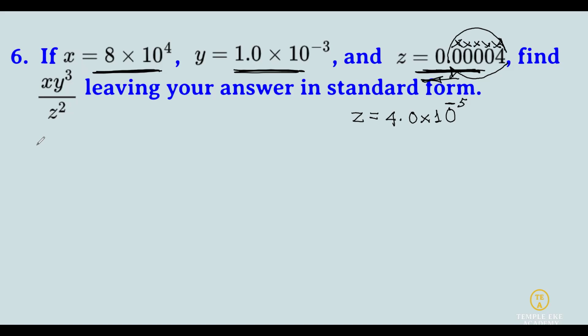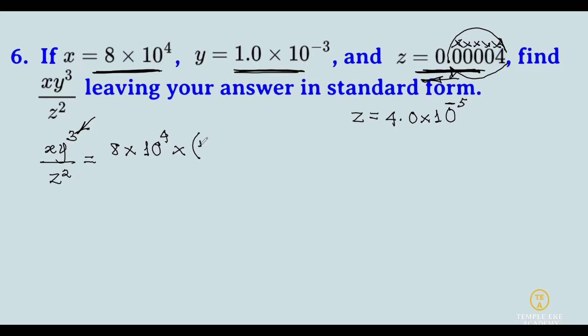Let's go straight off. We can now do the quick substitution in the given expression, xy cubed divided by z squared. Let us do quick substitution. Fixing the value of x this time around, it is 8 multiplied by 10 to the power 4. Now multiplied by y to the third power. Let us bring in y. We need the bracket, of course. You know why? There is a power on y.